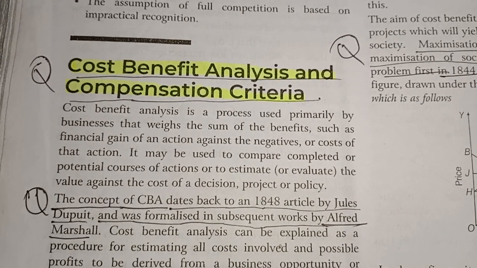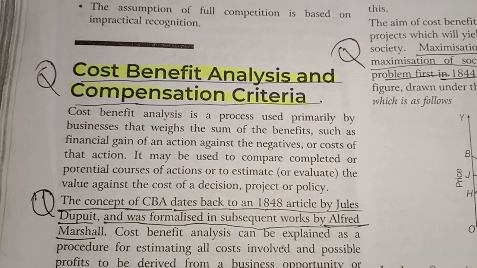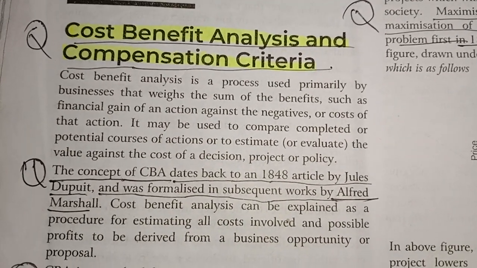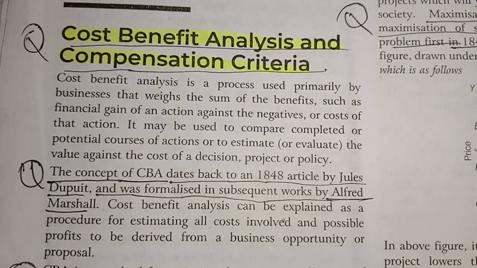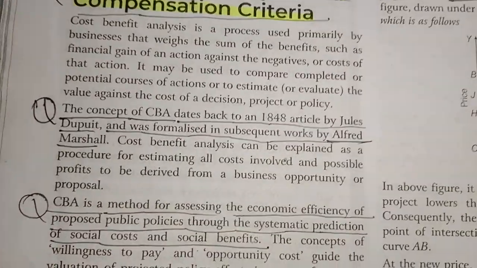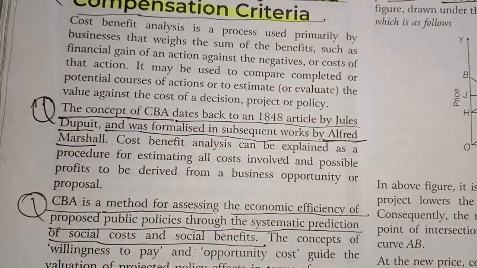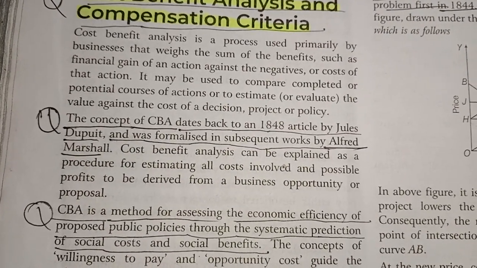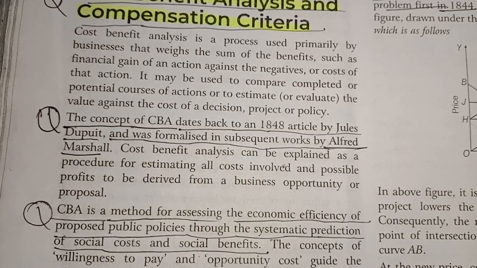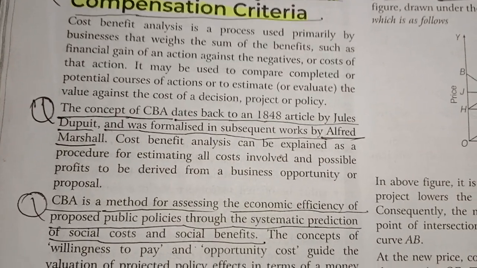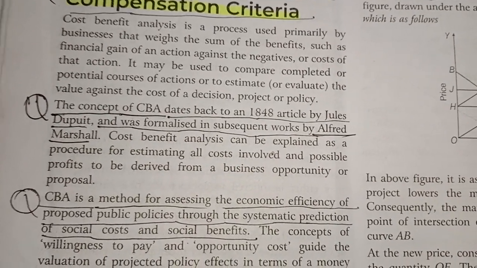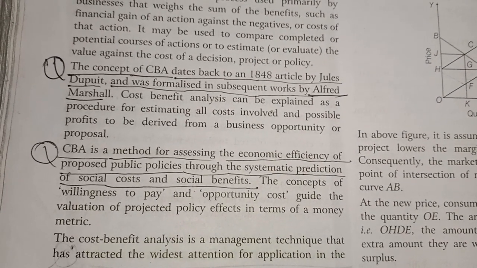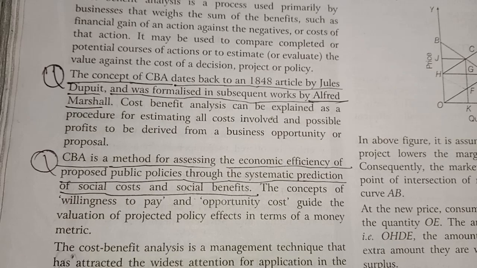Cost-benefit analysis can be explained as a procedure for estimating all costs involved and possible profits to be derived from a business opportunity or proposal. CBA is a method for assessing the economic efficiency of proposed public policies through the systematic prediction of social cost and social benefits. The concepts of willingness to pay and opportunity cost guide the valuation of projected policy effects in terms of a money metric.